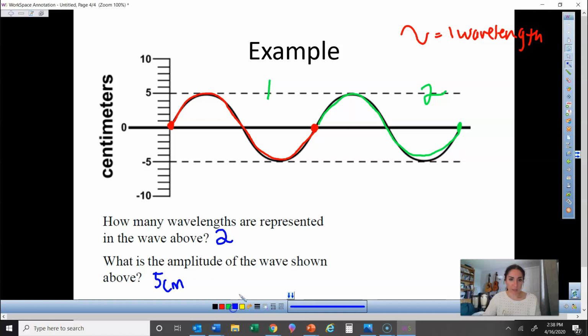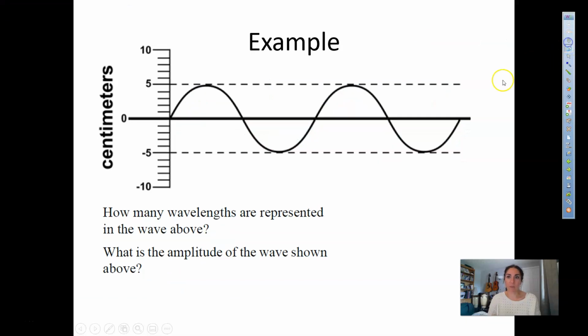wavelengths shown, and then the amplitude is measured from the middle line up. Since it's conveniently 0 to 5, it's 5. I could also measure it from here to here too. The -5 just means it's below, so the magnitude of it is still 5, meaning notice the value if I ignore the sign. So these two are both correct answers. You can honestly ignore the negative sign in most cases, because I just care about the size of it, not the direction. But if you did put negative, it's not wrong.